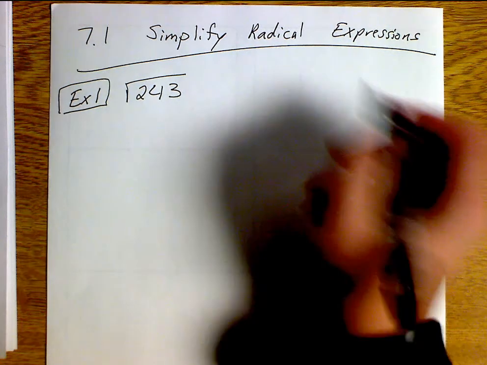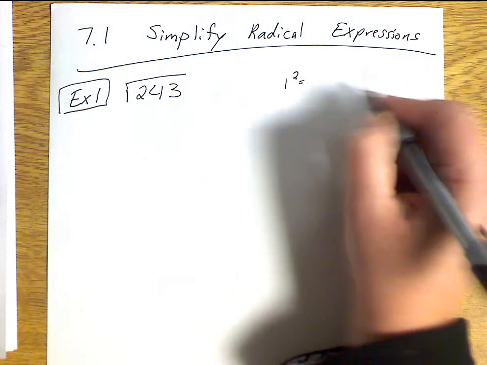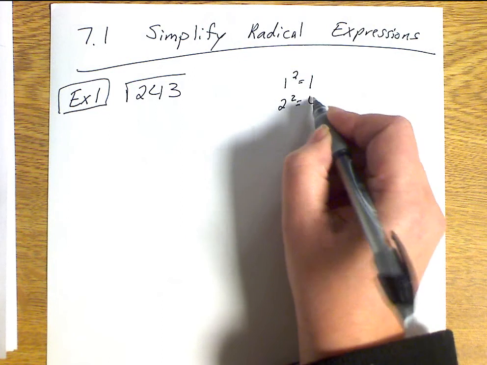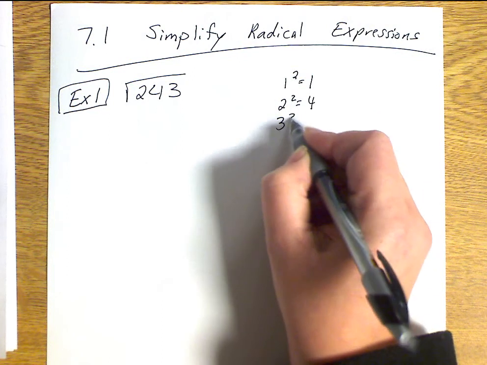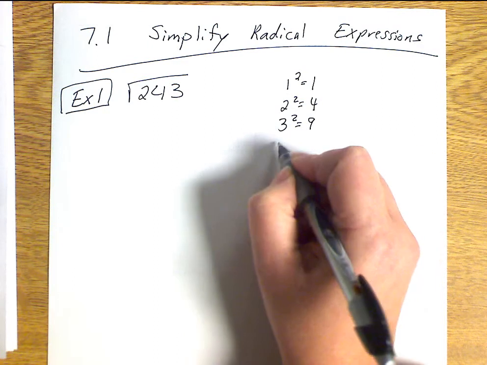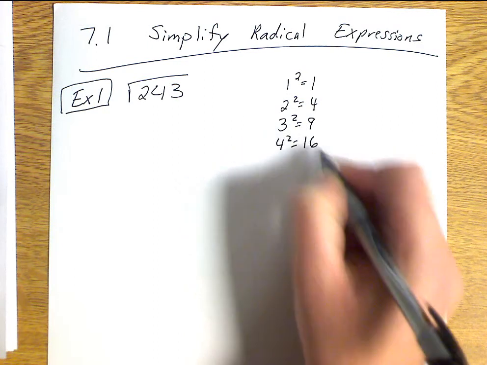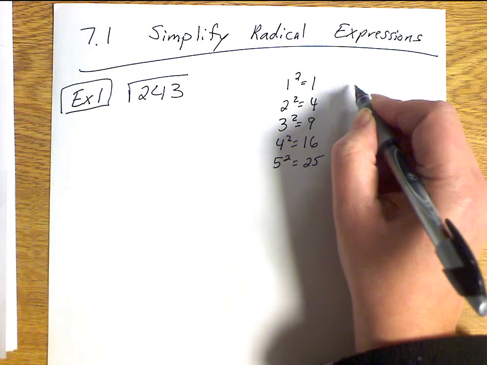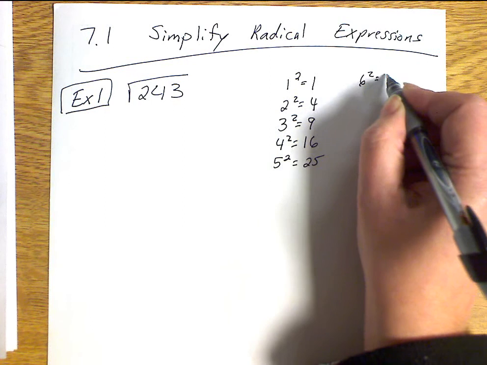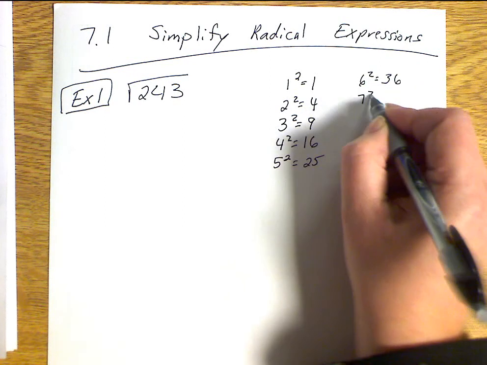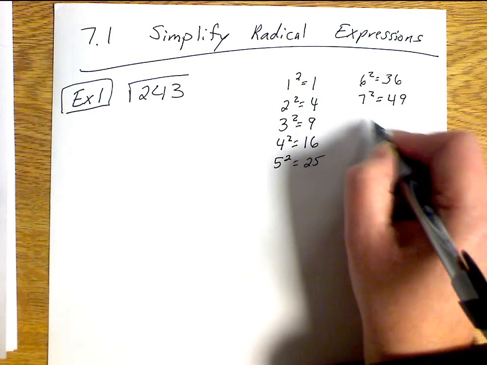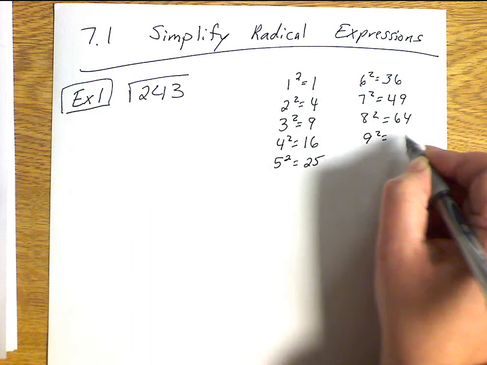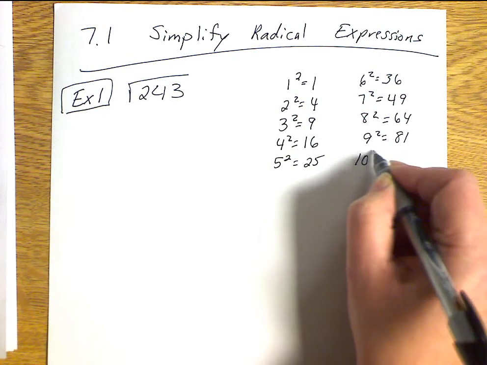So 1 squared is 1. 2 squared is 4. 3 squared is 9. 4 squared, 16. 5 squared, 25. 6 squared, 36. 7 squared, 49. 8 squared, 64. 9 squared, 81. And last one, 10 squared, 100.